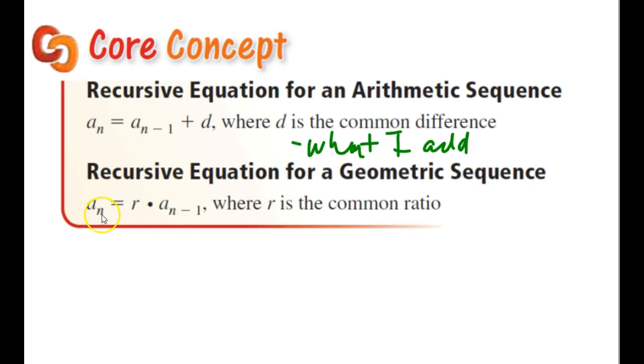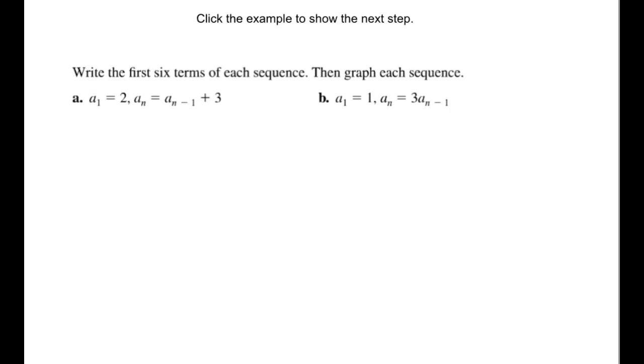Now my geometric. I've got a sub n, so my new number equals r times the previous term, and r is the common ratio, and remember that this is what I multiply. Or divide, but we talked in the last video that dividing is really the same thing as multiplying by a fraction. So it's the same sort of thing. This tells me that the new term equals that common ratio, that thing that I multiply each time, times the previous number. And we've seen both of these written in a different way, written as an explicit term. So now we're looking at some recursive.